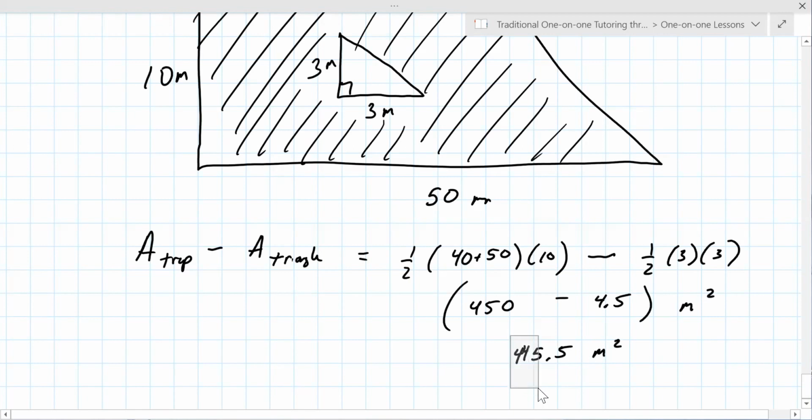Why did you cut the 9 in half? Because it's a triangle. 1/2 base times height. This is a triangle in here, isn't it? Yeah. So that's why it's 1/2 base times height. The base is 3 and the height is 3. Okay. So this is 445.5.